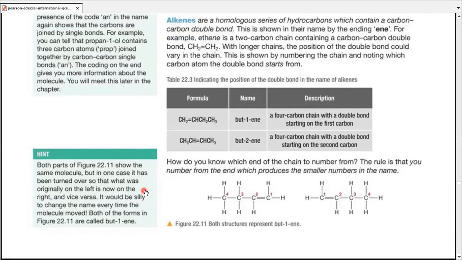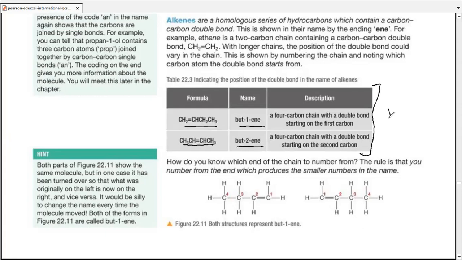Not just that, both parts of this figure, figure 22.11, show the same molecule. But in one case, it has been turned over so that what was originally on the left is now on the right and vice versa. It would be silly to change the name every time the molecule moves, because molecules can easily move in solution or in liquid forms, even in gaseous forms. So both forms have the same name, but-1-ene. Get the point?